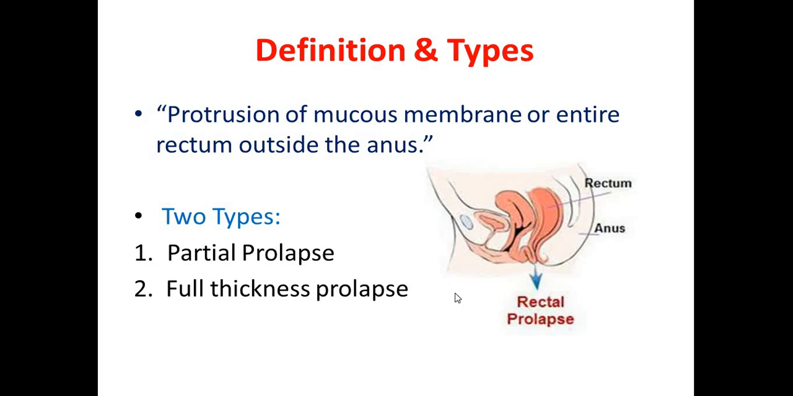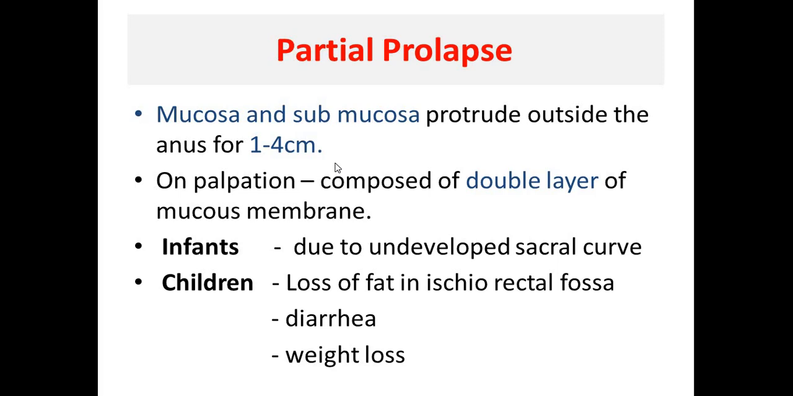So there are two types of rectal prolapse. One is the partial prolapse and the other one is full thickness prolapse. Let's talk about partial prolapse first. In partial prolapse, only two layers of the rectum, mucosa and submucosa, protrude outside the anus for 1 to 4 centimeter. And on palpation, these two layers are composed of a double layer of the mucous membrane.